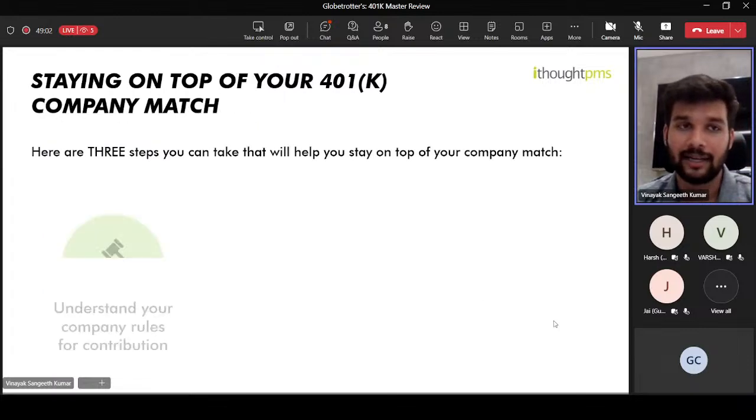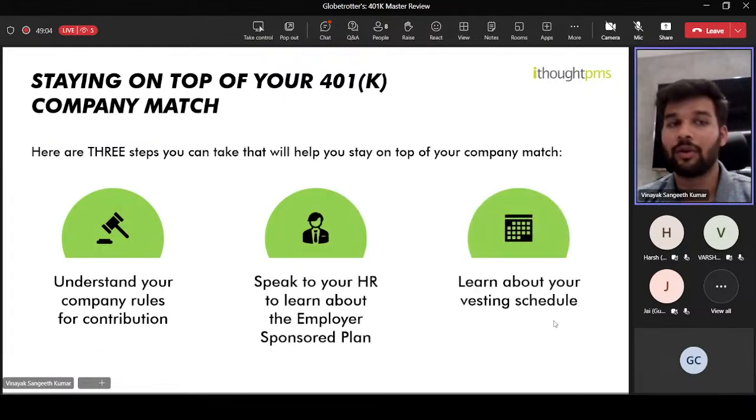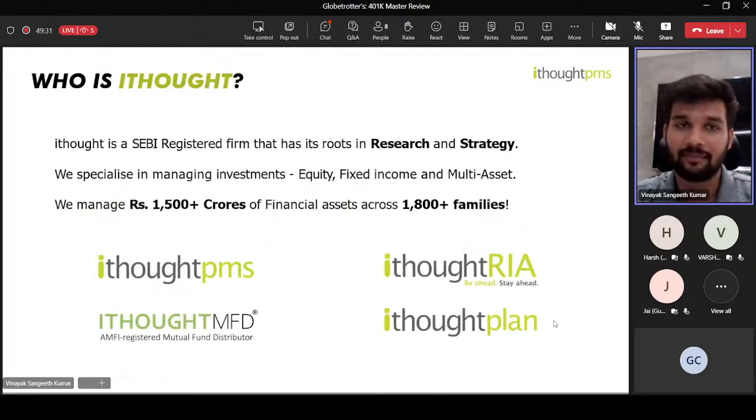Apart from that, stay on top of your 401k company match. Here are three steps to take your employer match contribution to the next level. One, understand your company rules for contributions: what percentages you have to cross before you get your employer's contribution. Two, speak to HR, as I said, about your employer-sponsored plan and what investment options you can select. Three, learn about your vesting schedule. That would be the main fact.